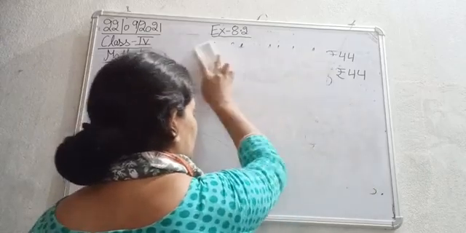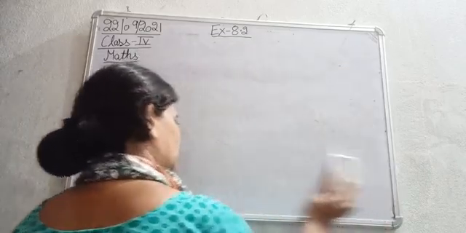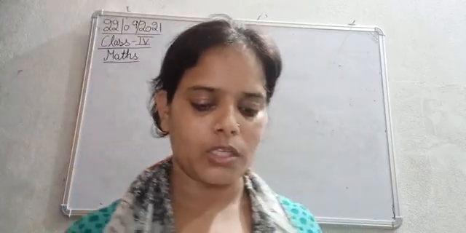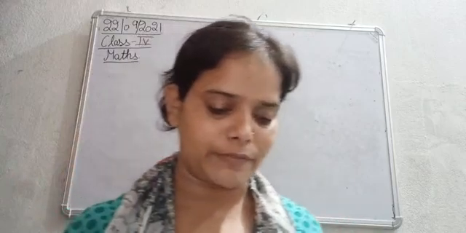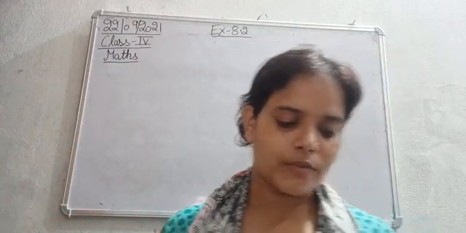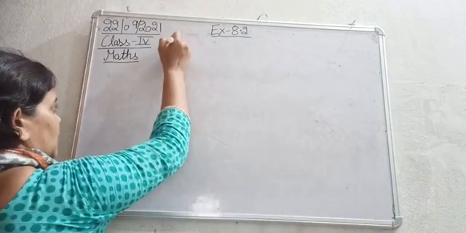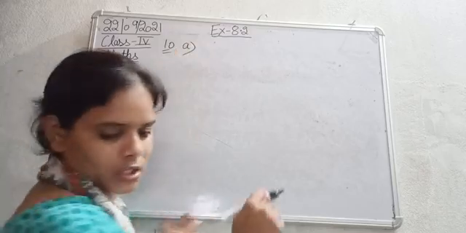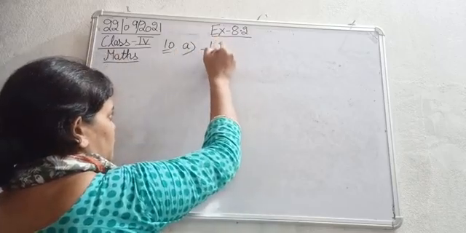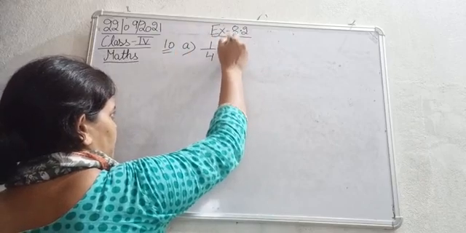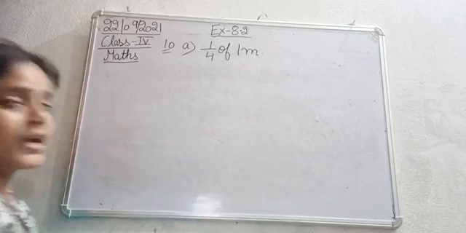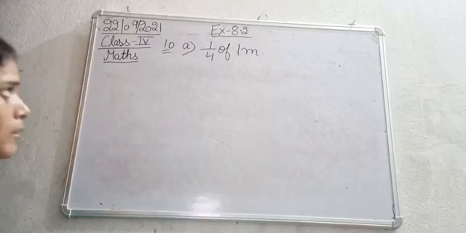That is question number 10. Here question number 10 is divided into 4 parts. In the A part, we have to find 1/4 of 1 meter. We have to find 1/4 of 1 meter.